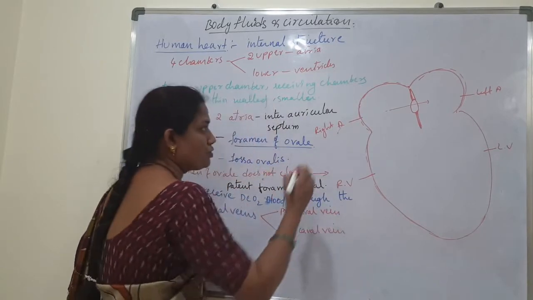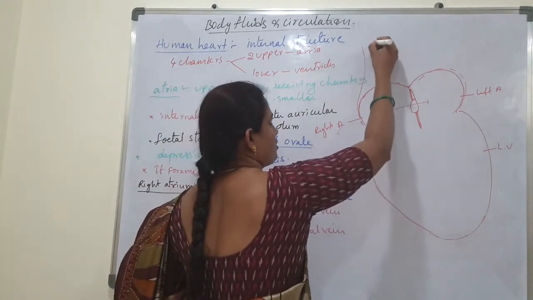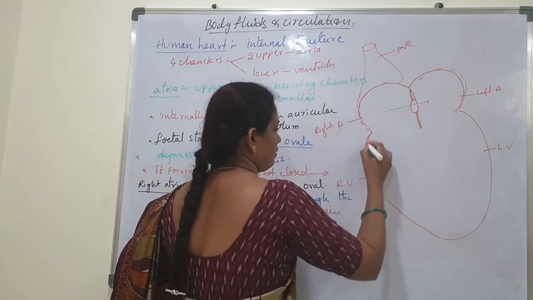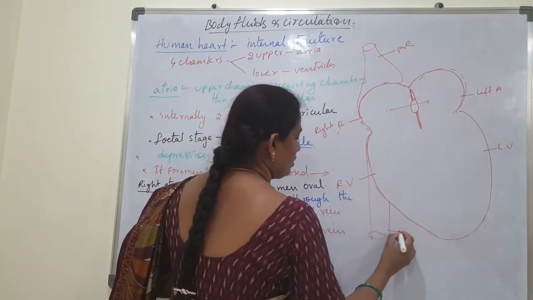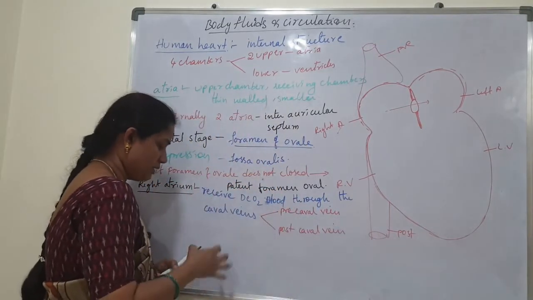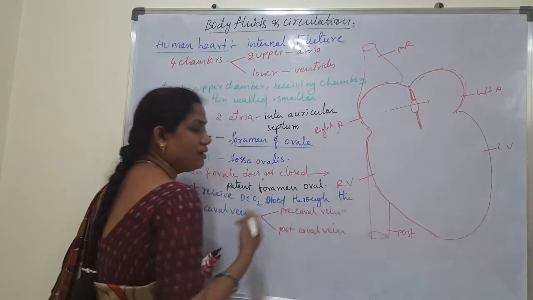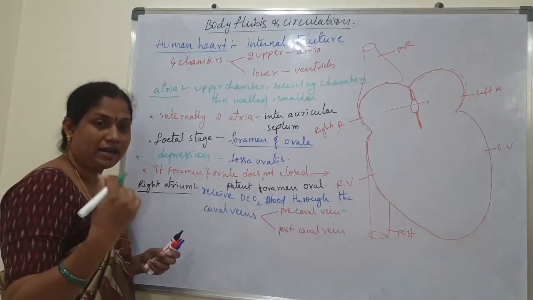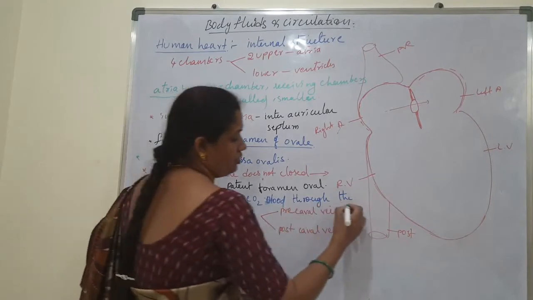Precaval vein, postcaval vein. So they are arranged like this. This is the precaval vein. This one is the postcaval vein. The precaval vein collects the blood from the anterior part of the body. Anterior part means head, our hands and thorax region.